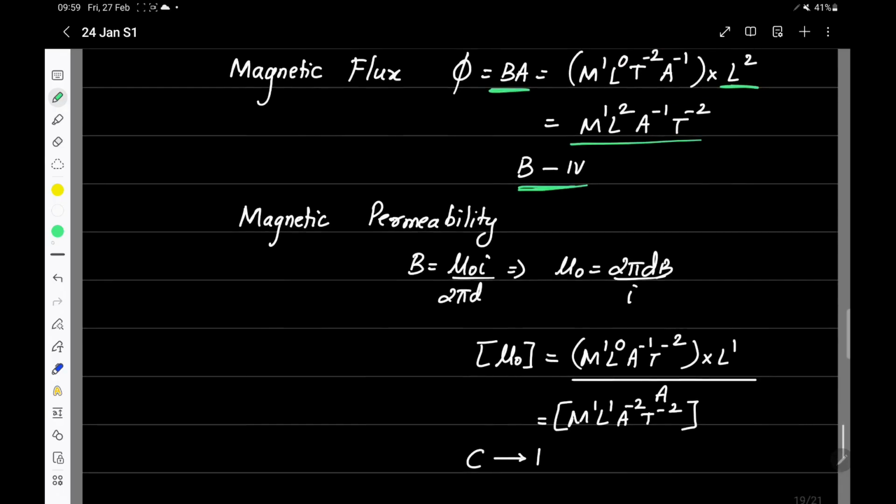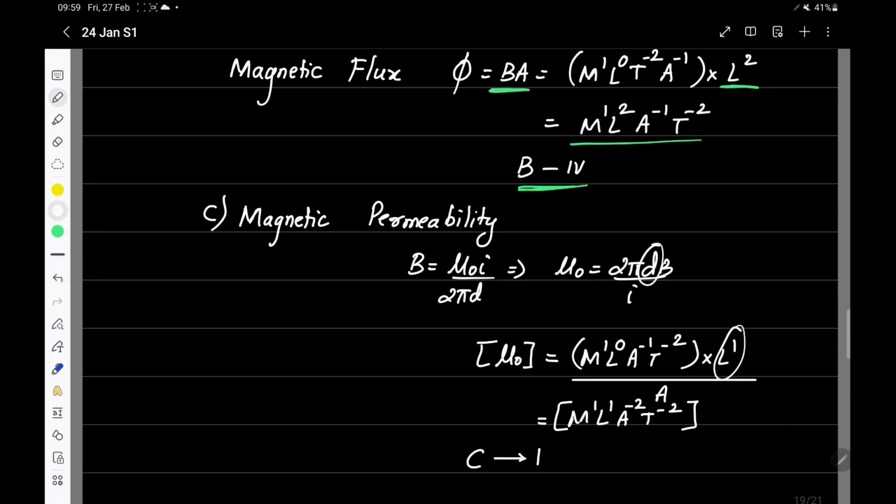The third quantity, which is the C quantity in list 1, is magnetic permeability. For this I will use the magnetic field due to an infinite current carrying conductor. B is equal to mu naught I by 2 pi d. From this I can get the dimension of mu naught as the dimension of 2 pi dB divided by I. Now remember that 2 pi is a mathematical constant, so it has no dimension.